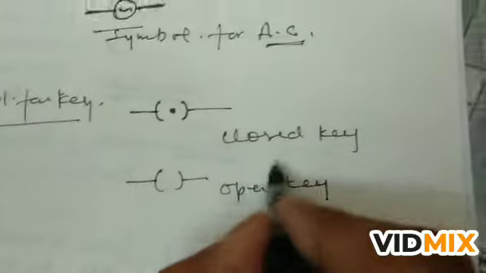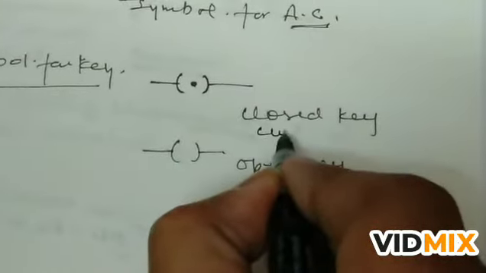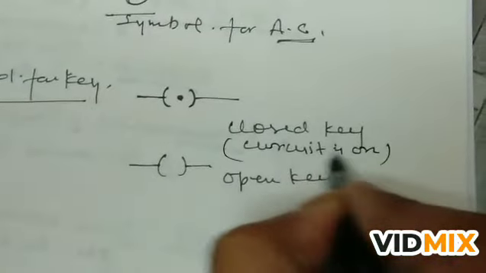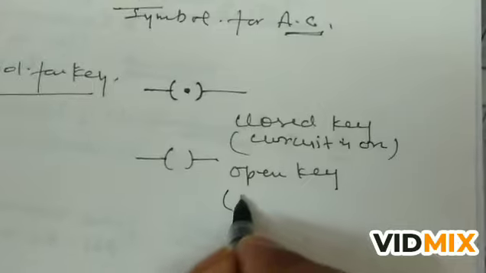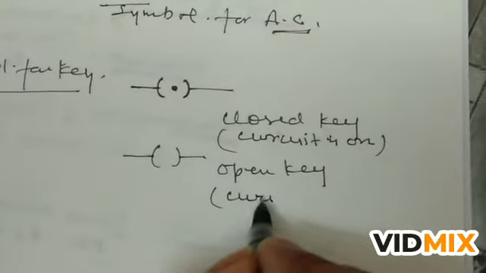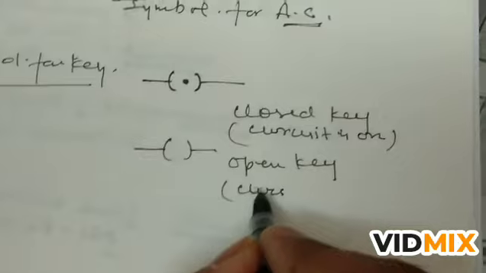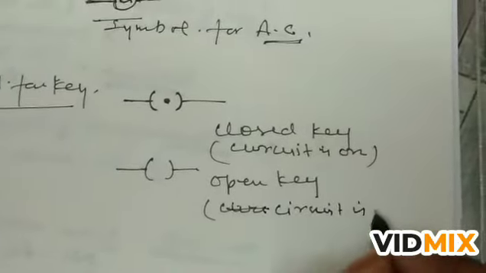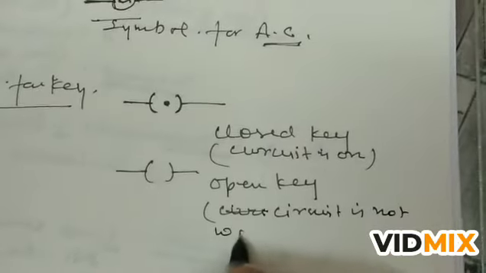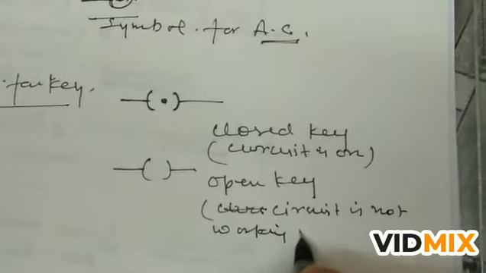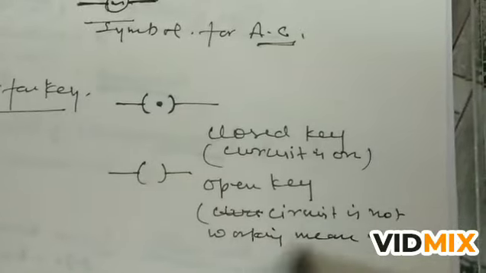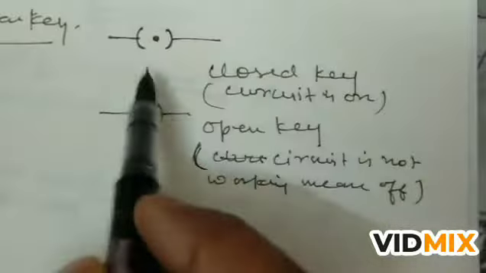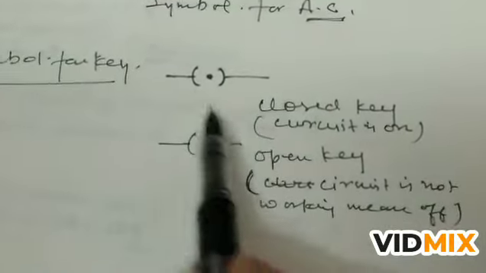Open key. Closed key means the circuit is on, and open key means the circuit is not working, means off. These are the two symbols for keys. This is the open key, and this is the closed key.